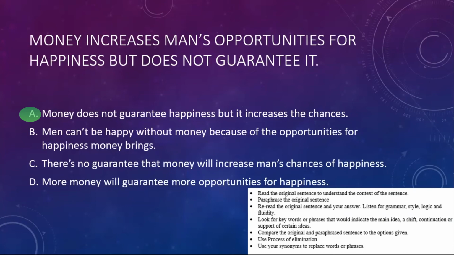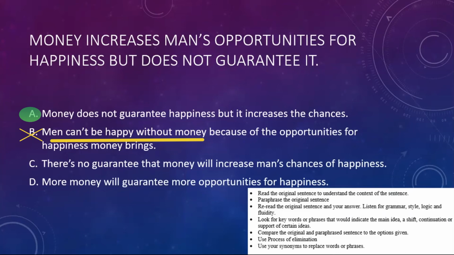Option B says, men cannot be happy without money because of the opportunities for happiness money brings. Option B is automatically out when we look at the context of the original and the context of option B. Option B is suggesting that our happiness depends solely on money. In actuality, option B is the opposite of the original, and as such, this would be eliminated.